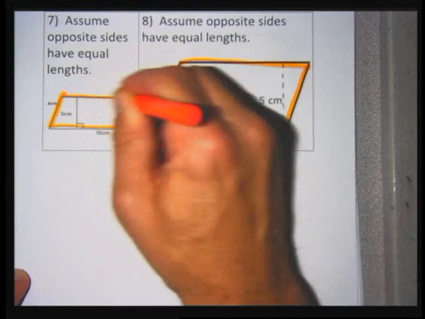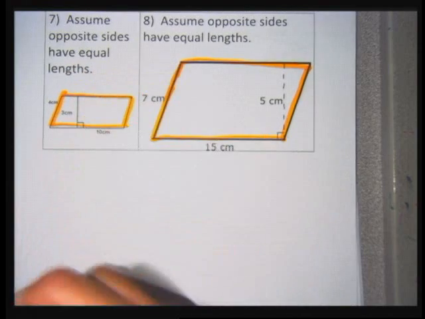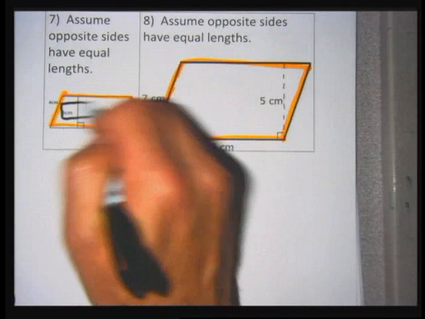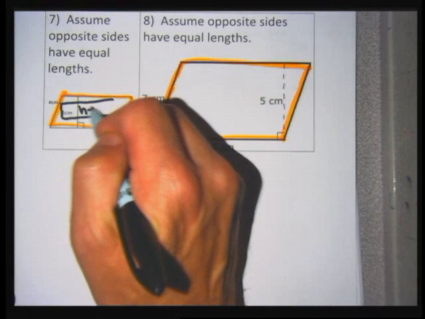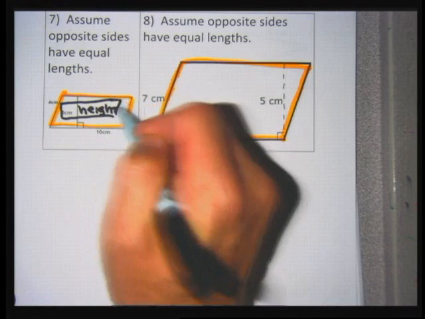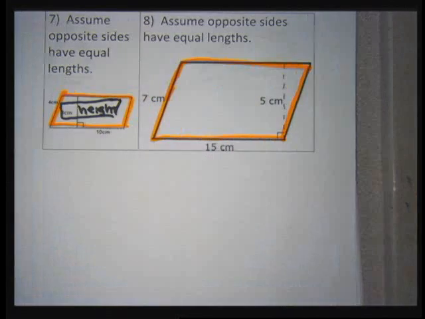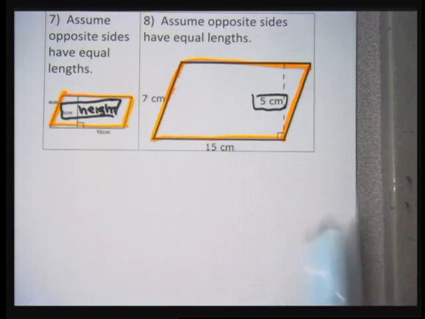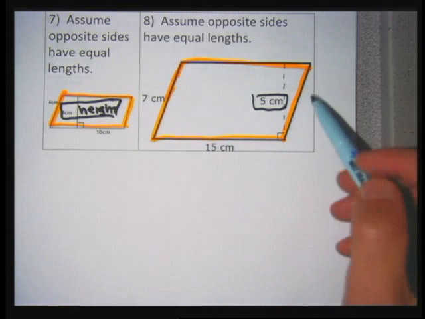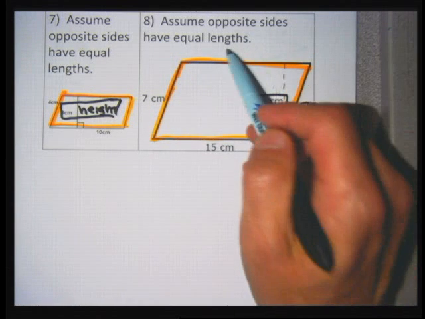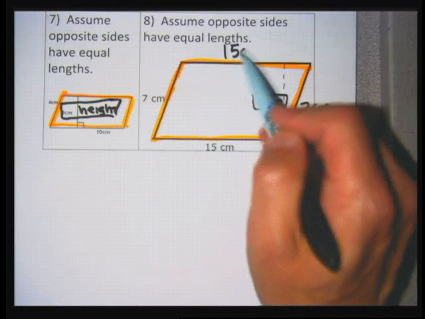The number internal is called the height, and it's not one of the edges. This is called the height, and it's internal, it's not part of the perimeter. For me, this 5 centimeters is called the height. You need that for the area, but not the perimeter. I'm going to assume that the opposite sides have equal lengths, and it tells me in the instructions to do that.